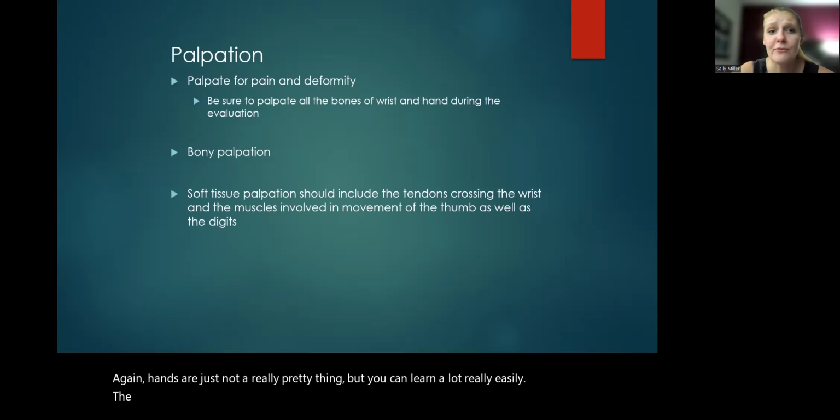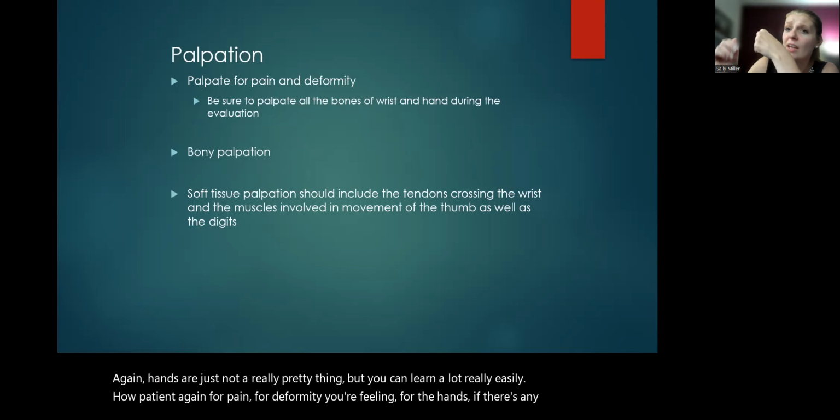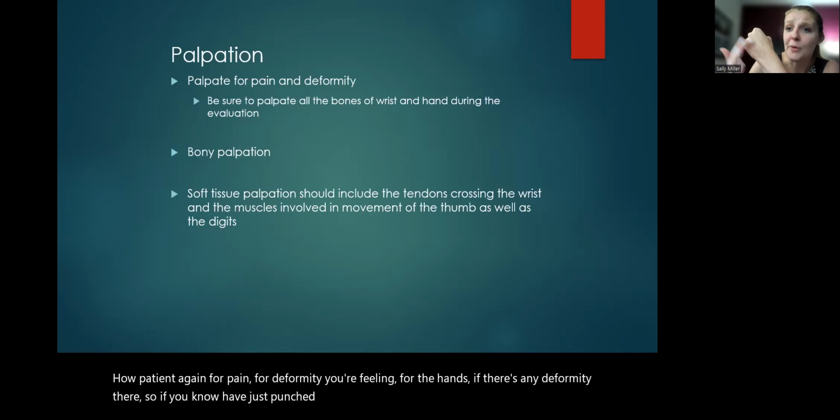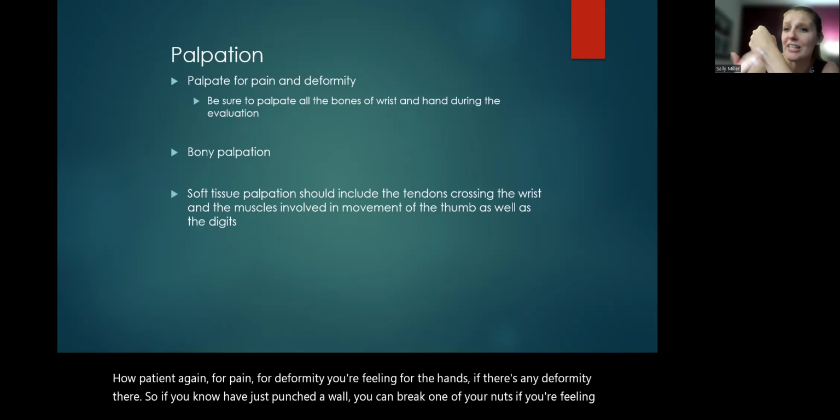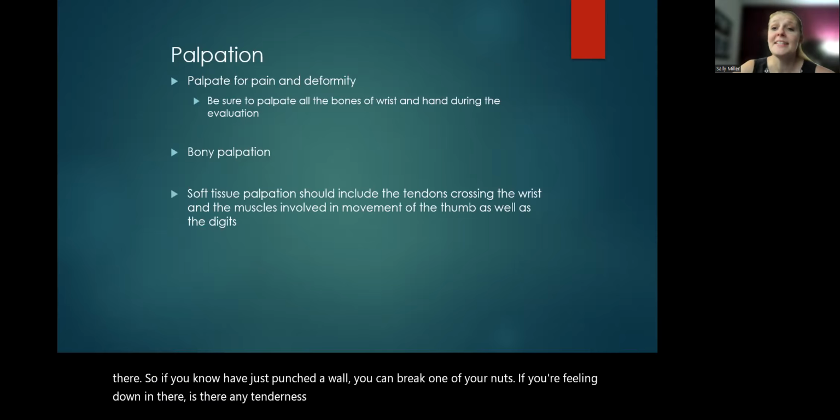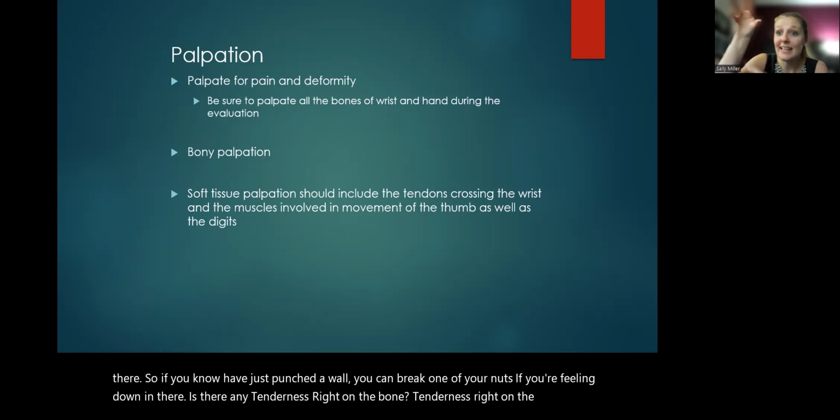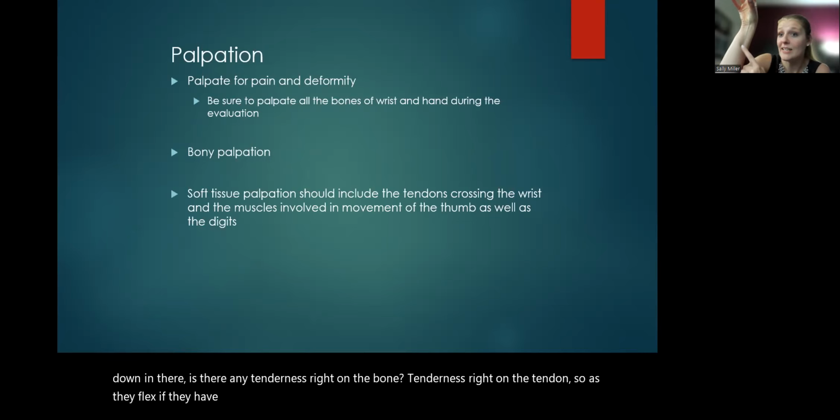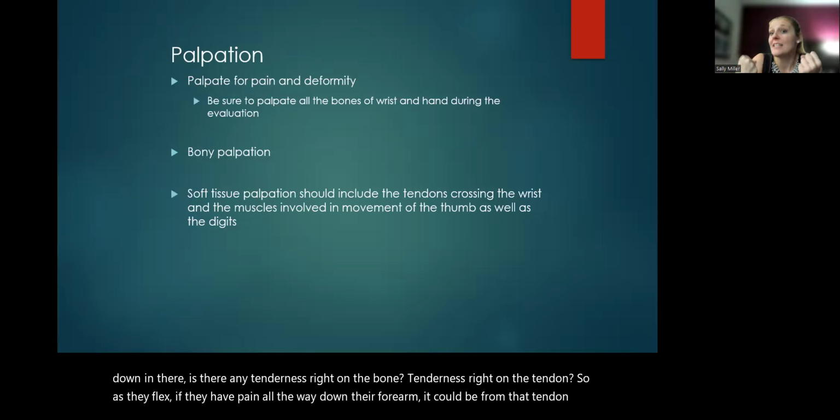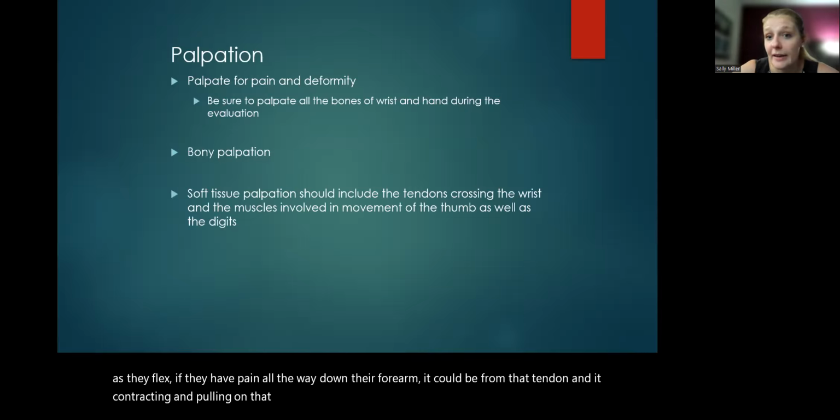Palpation, again, for pain, for deformity, you're feeling the hands for any deformity there. So if you have just punched a wall, you can break one of your mets if you're feeling down in there. Is there any tenderness right on the bone, tenderness right on the tendon? So as they flex, if they have pain all the way down their forearm, it could be from that tendon contracting and pulling, causing more pain.